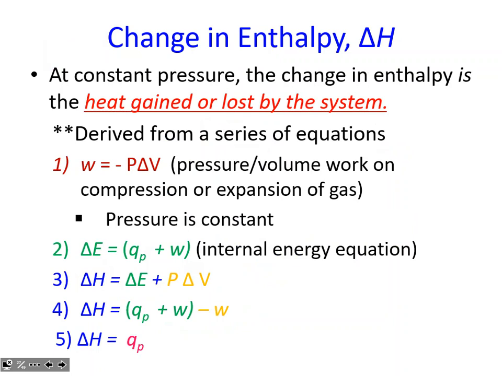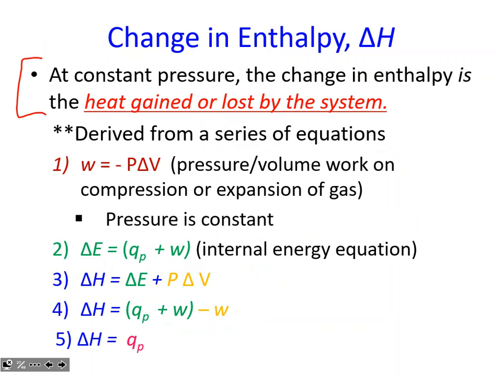All right, so looking at this, I do not want you to write it all down. Not at all. What I want you to write down is this top part right here. Okay? At constant pressure, the change in enthalpy is the heat gained or lost by the system. The rest is just showing you the series of equations as to how we get delta H and how it's derived from the internal energy and the work equations.